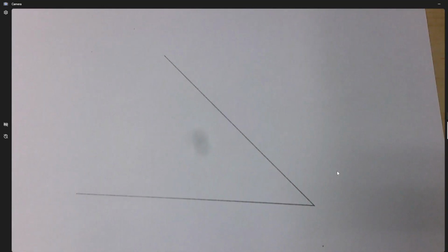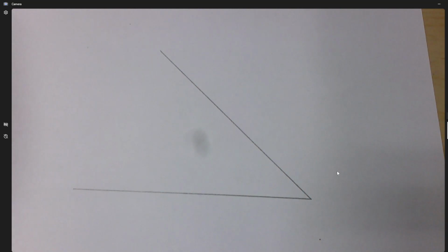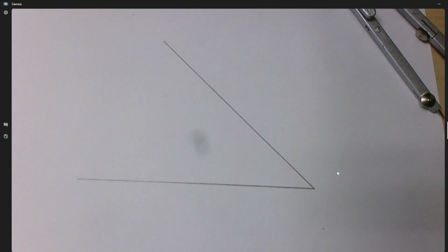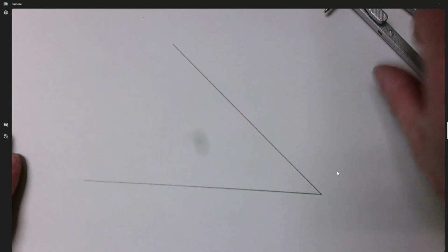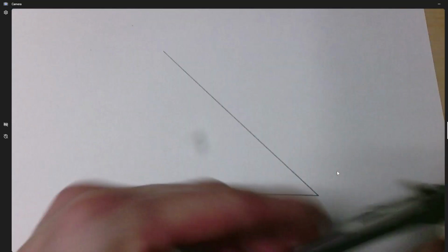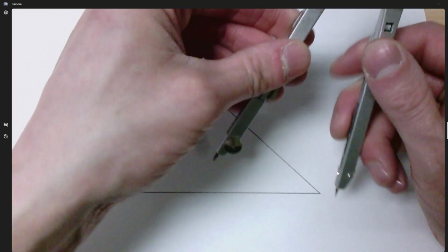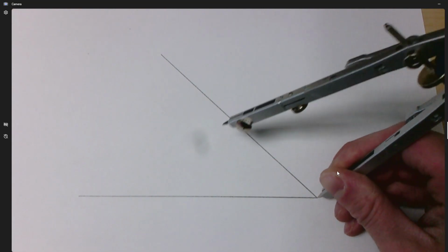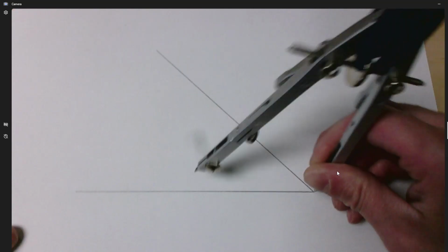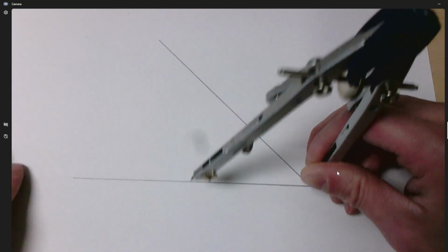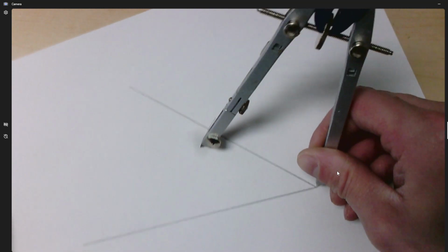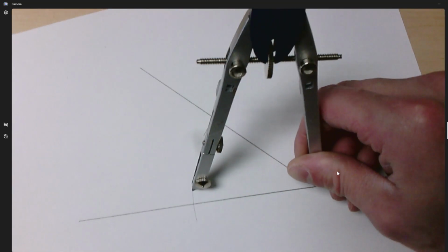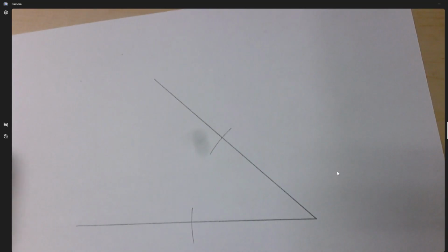Alright, I'm going to show you guys how to bisect an angle using a compass and a ruler. So I have an angle here, and the first step is you're going to take the point of your compass and place it. The distance, or the radius I guess, of your compass doesn't matter. You put the point on the vertex of your angle and you're going to draw two marks, keeping the radius the same, one where you intersect one side of your angle and the other where you intersect the other side.